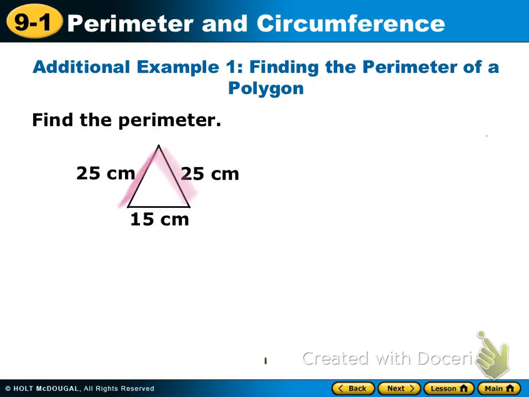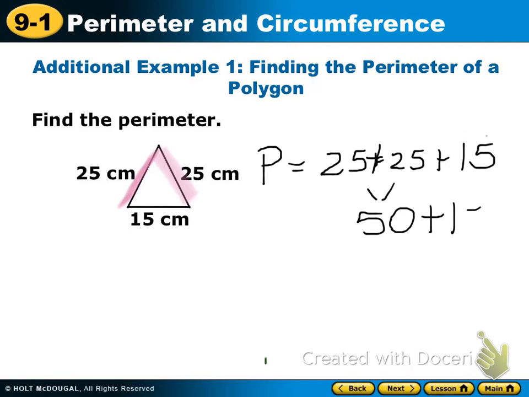And in order for us to find the perimeter, we are going to add up all of our sides. So we start with our formula. Perimeter equals 25 plus 25 plus 15. That's the length of each of our sides. And then we add, and if you can't do it all mentally, you take it step by step and use your carets. So 25 plus 25 is 50.